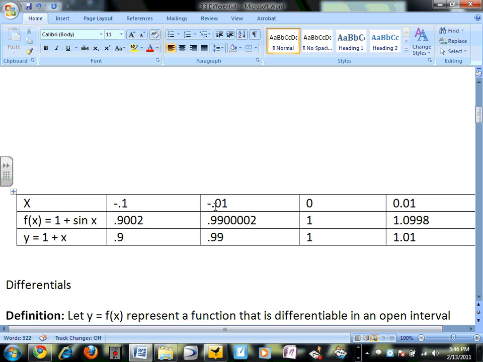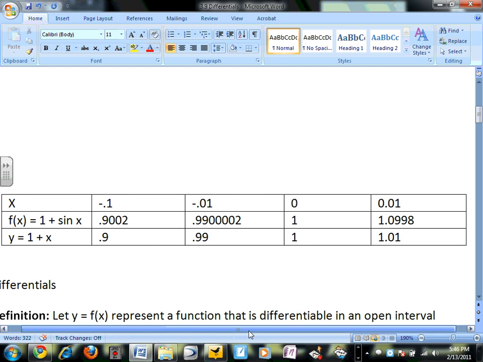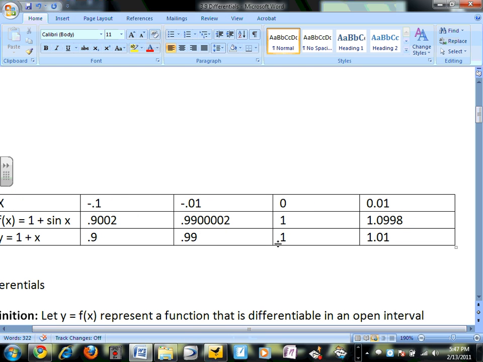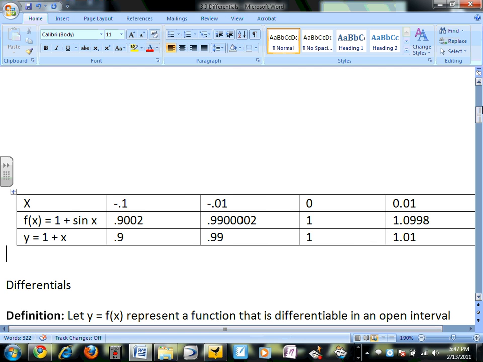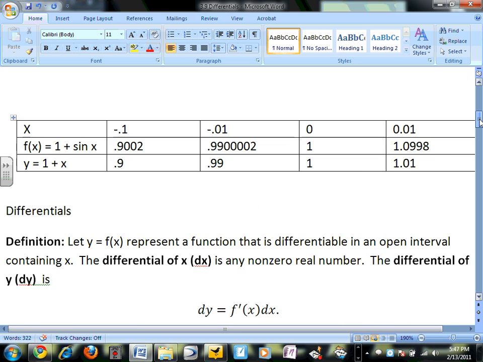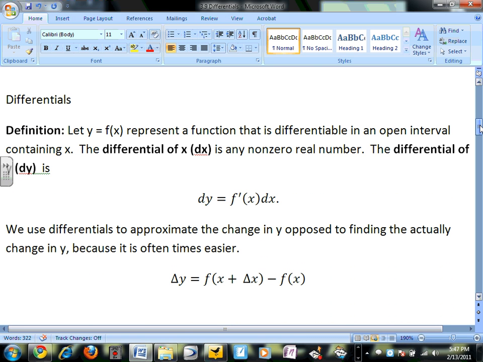If I plug it in, get even closer to 0, I get 0.99. It goes farther out, and in my tangent approximation, I get just 0.99. Pretty darn close still. Then we plug in 0 with both of them, we're going to get 1, and that's what we should get. So what I'm showing you is that we can use a tangent line to approximate where our y value is on a graph. And what comes out of that is the differentials.